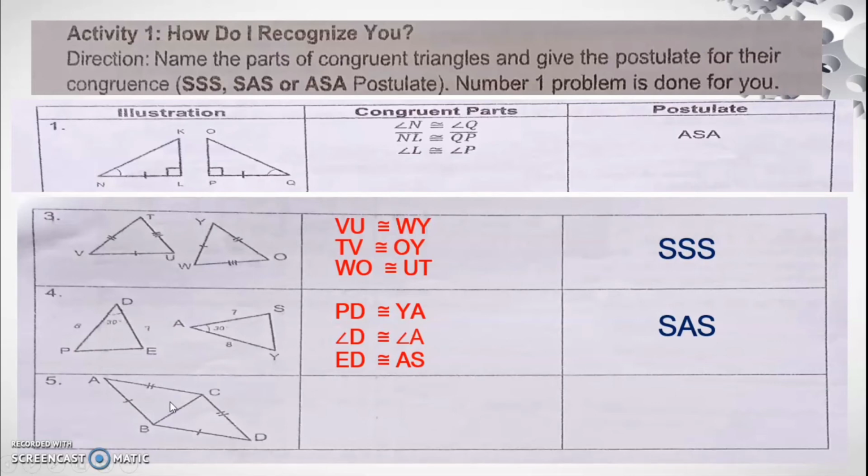So, side AB is congruent to side BD. Then, side AC congruent to side CD. And the third one is side BC congruent to side BC. Reflexive property of equality of the triangle. Then, since tatlong side ang given, so we have SSS postulate.